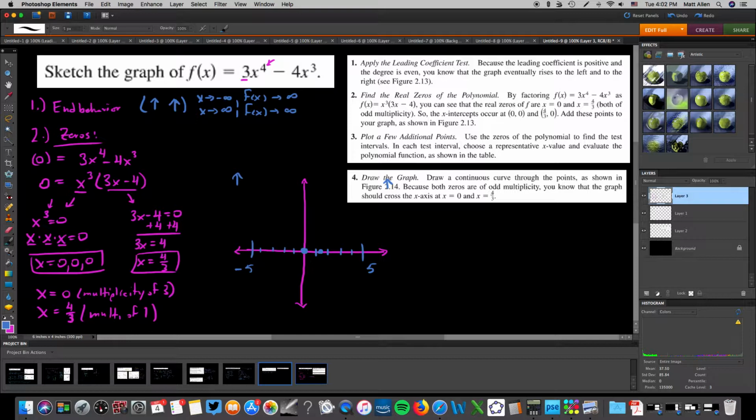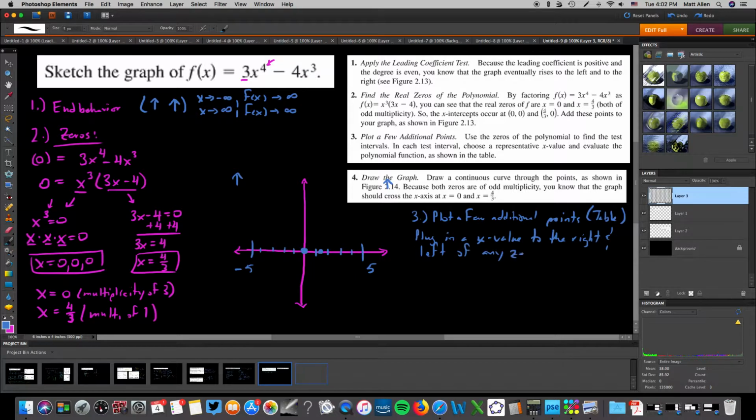So when you look at this 3rd step and it says plot a few additional points, what I'm going to recommend is that we create a table. So this is going to happen in a table. The other thing is this, we're going to plug in an x value to the right and left of any 0.